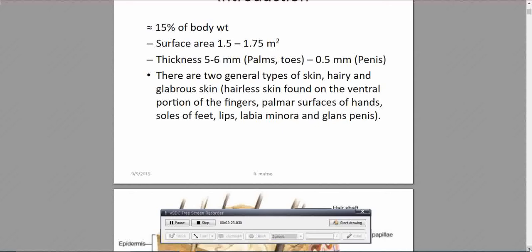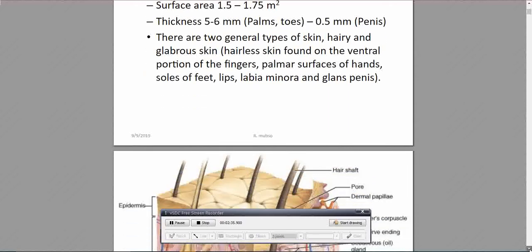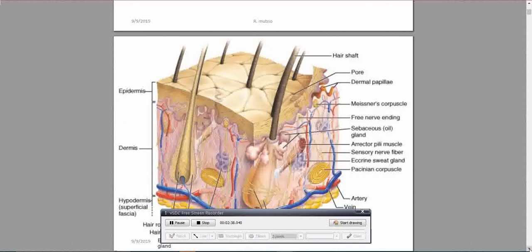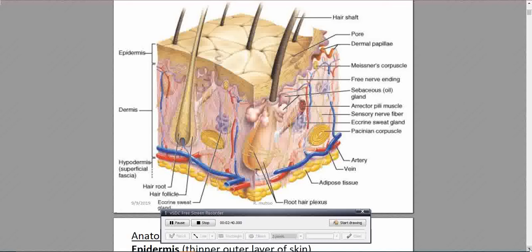There are two general types of skin: hairy and glabrous skin. The hairless skin is found on the ventral portion of the fingers, the palm, the soles of the feet, lips, labia minora, and glans penis. And that image there is a very nice indicator of the structure of skin, showing the different layers.